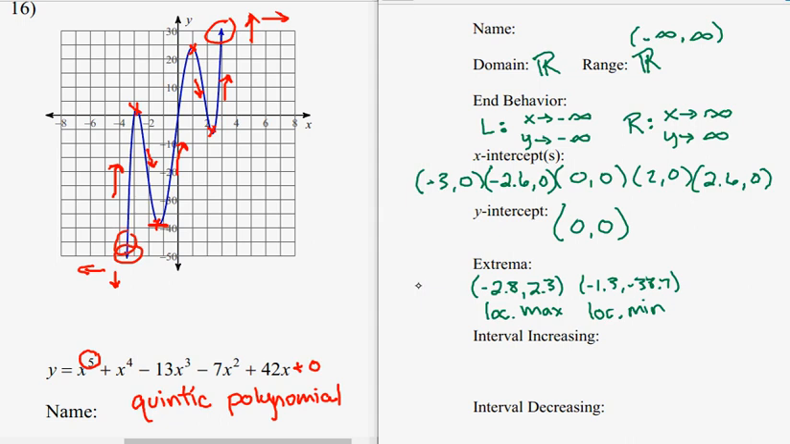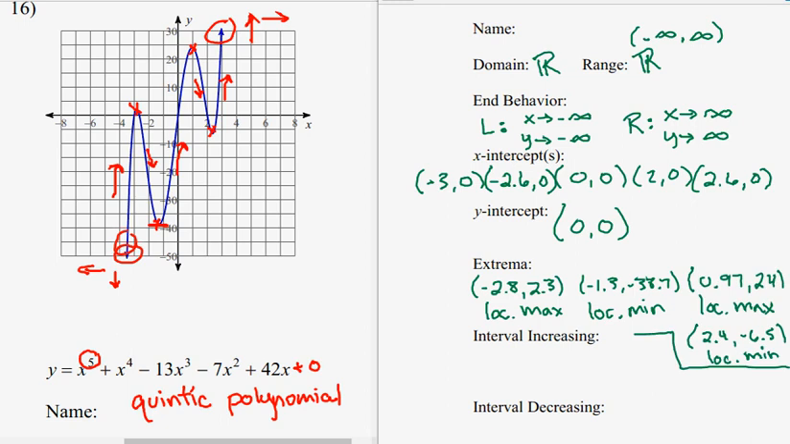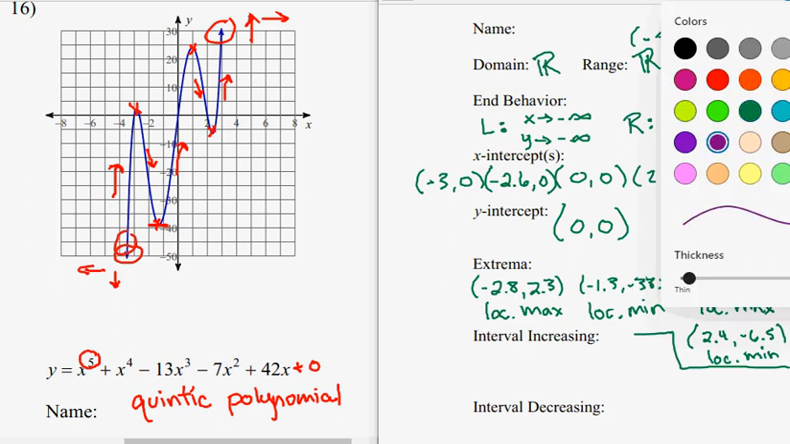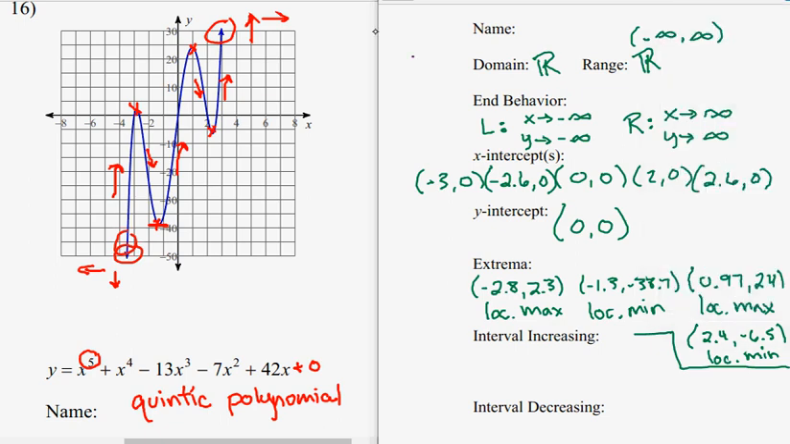Okay, I'm going to pause, do a little bit of TV magic, and find the other maximum and minimum, and then we'll do intervals. All right, so I've got them now. We can do intervals increasing and intervals decreasing. I'll change colors for this. Let's go with purple. That's a great color.